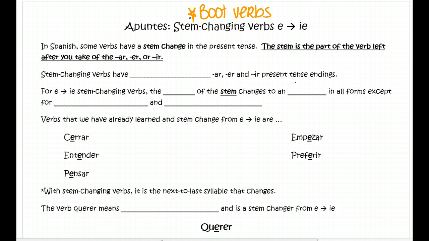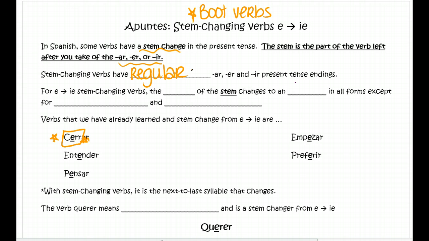So to start, we need to figure out what a stem is if we want to know what a stem change is. Some verbs have a stem change, and a stem is the part of the verb that is left after you take off the AR, ER, or IR, so the ending. For example, if we look down here at the verb cerrar, our ending is AR. Once we take that off, we're left with our stem, which is cerr. And actually this includes this second R. That's our stem. So stem changing verbs, although the stem changes, have regular AR, ER, and IR endings. So the normal o, as, a, amos, áis, an, and o, es, e, emos, éis, en.